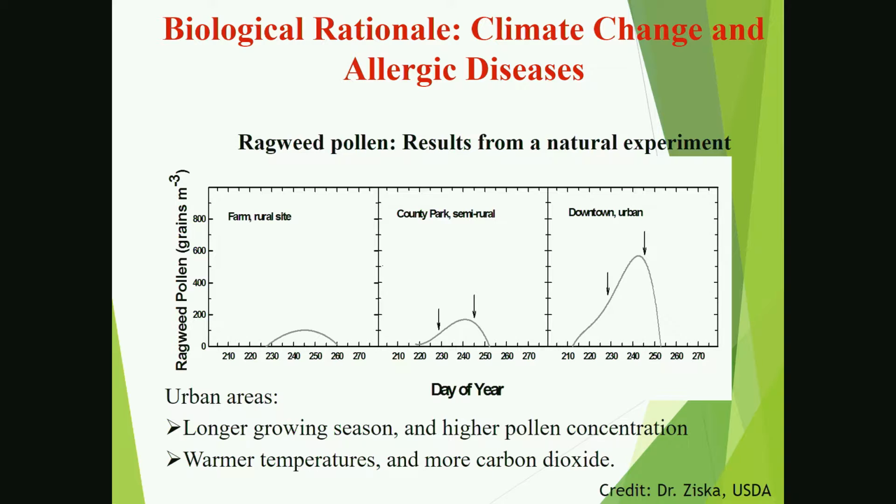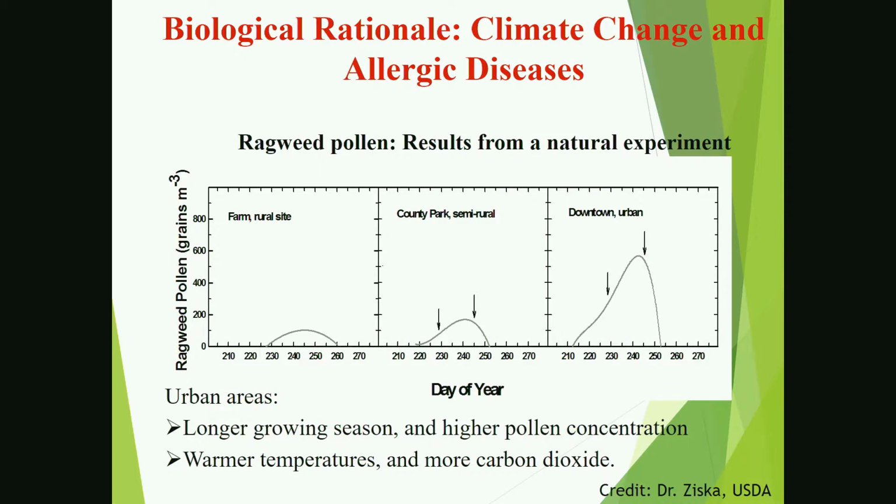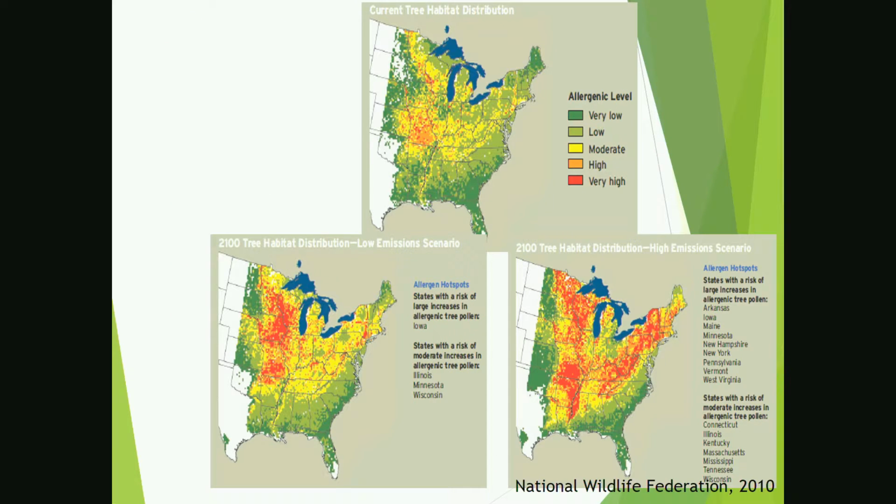Okay? And this is a little bit different. You're looking at the allergenic level of trees, this is how it is at present, and the projected increases under low emission scenarios in 2100 and high emission scenarios in 2100. So it's going to be much different, irrespective of whatever the scenario is. So this sort of provides us this idea that it's a concern from a human health perspective, okay?